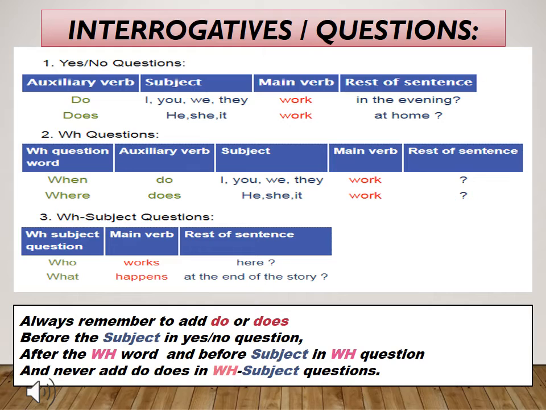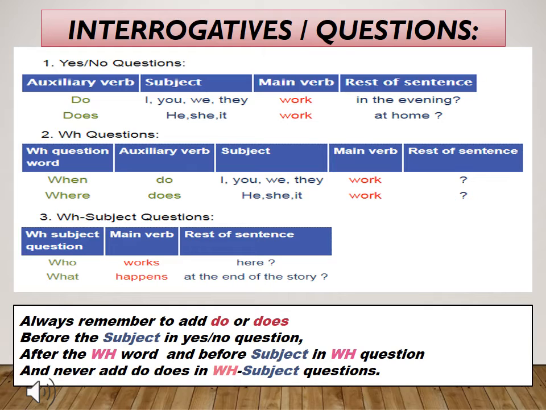Both end at the question mark, so never forget to put a question mark at the end of the question, and always remember to add do or does before the subject in yes or no questions. The second type of interrogatives is WH questions.